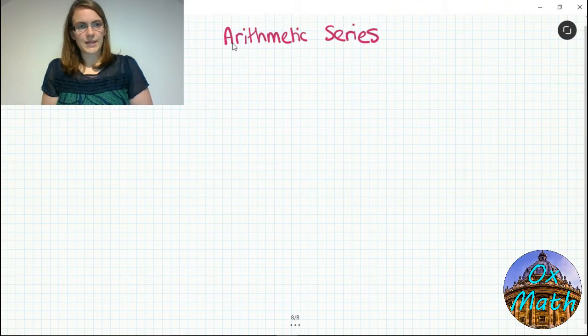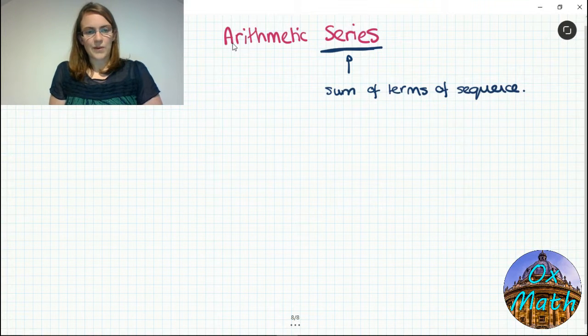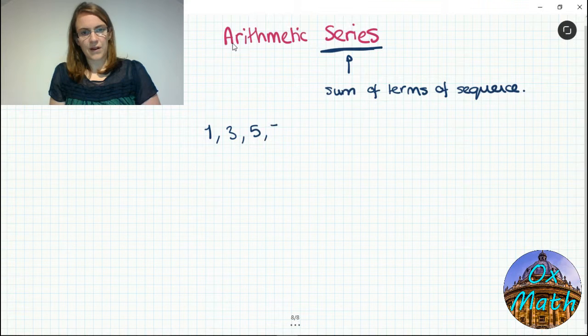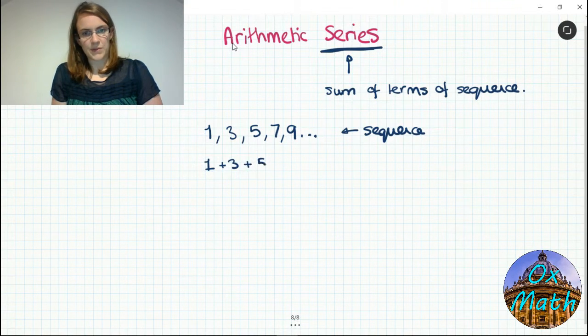Now I hope you now understand what an arithmetic sequence or arithmetic progression is, but the other thing that is often of particular importance is an arithmetic series. Now what we mean by series is the sum of the terms of a sequence. So for example, instead of having the sequence 1, 3, 5, 7, 9, which would be a sequence, a series is simply the sum of each of the terms. So 1 plus 3 plus 5 plus 7 plus 9, and so on.